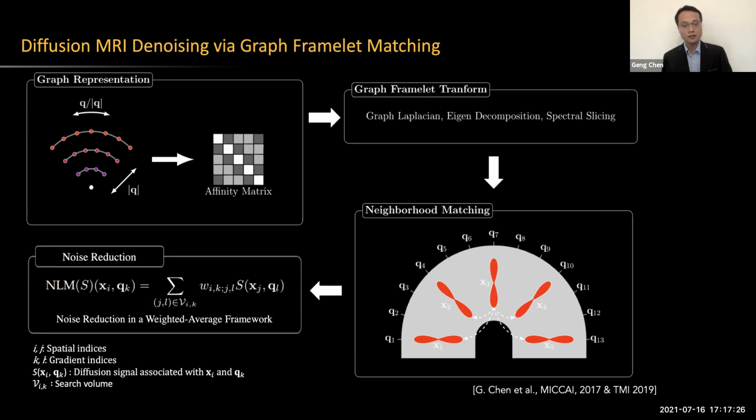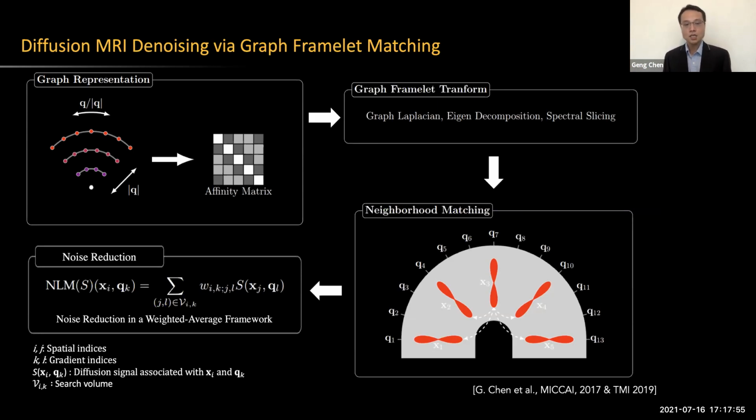The key idea is that we are able to represent the high dimensional diffusion MRI data as a graph, and then do neighborhood matching on the graph, so that for each node on the graph, we are able to gather its corresponding similar information, and then remove the noise in a weighted average framework. Our proposed method consists of 4 major steps.